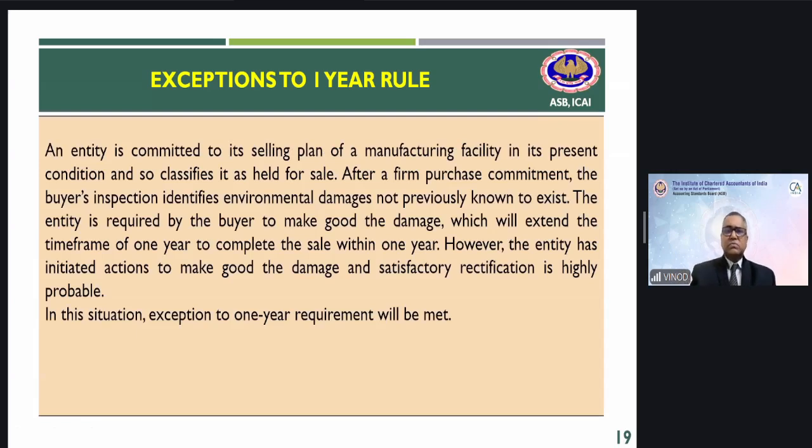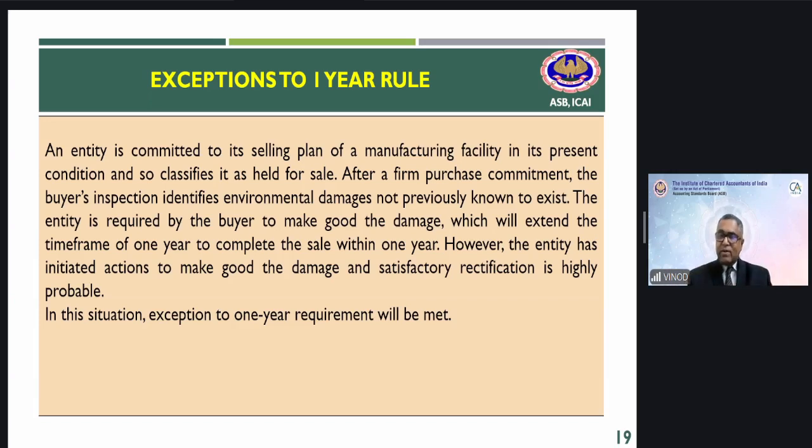Some examples of this 1 year rule. An entity is committed to its selling plan of a manufacturing facility. After a firm purchase commitment, the buyer's inspection identifies some environmental issues. The entity is required by the buyer to correct those environmental damages or some pollution issues, etc. The entity has initiated actions to make sure it is corrected. It will take some time. So this is a good example of an exception to the 1 year rule.